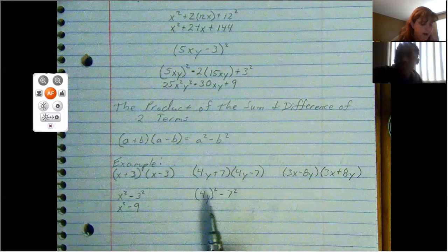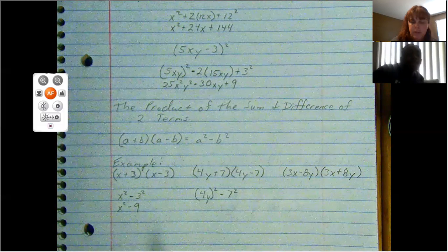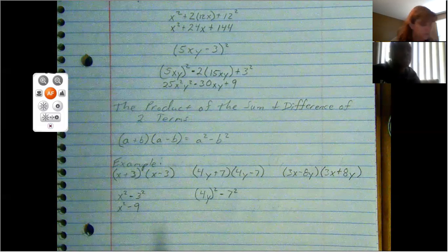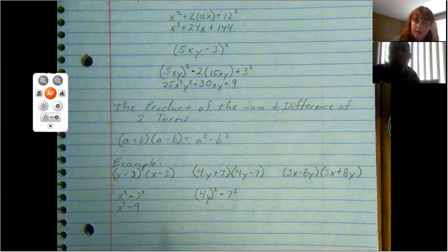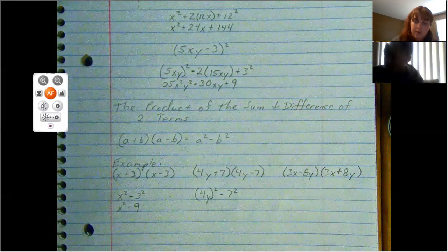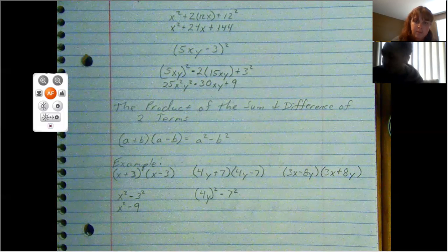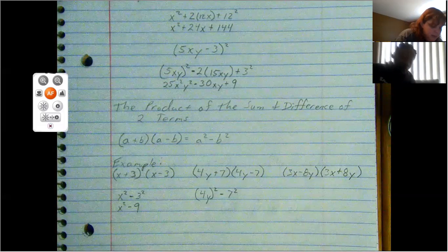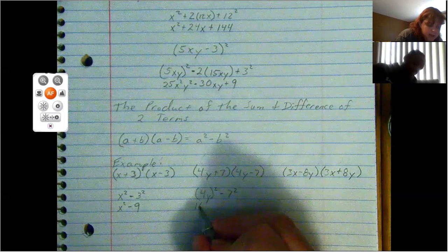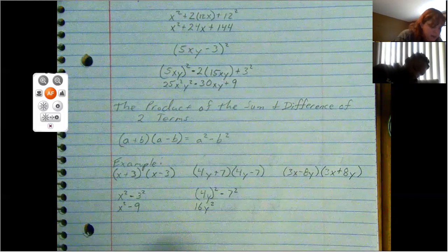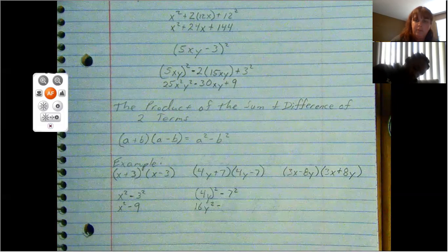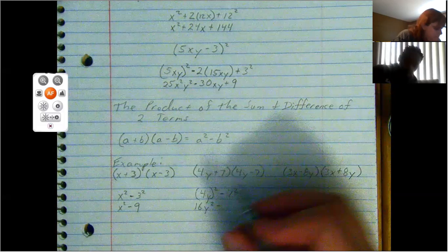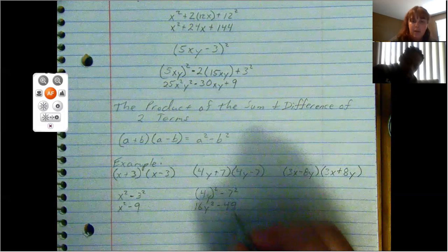All right, so 4y squared, what would we end up getting when we simplify that? What's 4 times 4? 16. Yeah, 16. So it's 16, and then the y is squared, minus, what's 7 squared? 49. And that's all you have for that one.